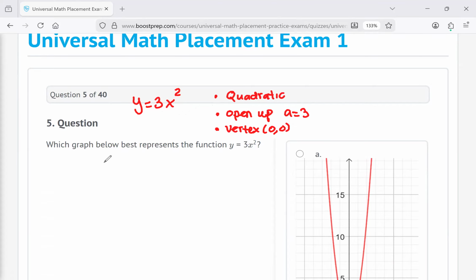And if you want to make a table, that's fine. For the domain of a quadratic, you can use any x values you like. I recommend doing some zeros and positive x values. So if you do make a table of a quadratic, just make sure you use an x value of 0 and some positive x values and some negative x values.